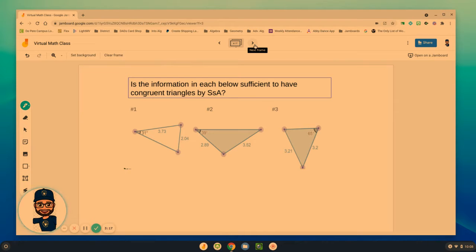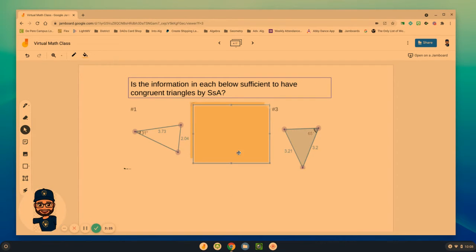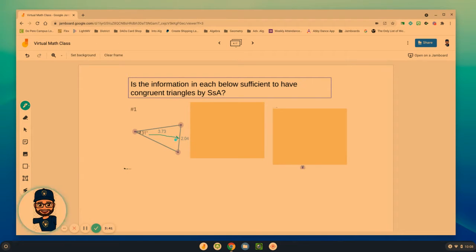Let's take a look at these three and try to determine, I'm going to cover up the other two for a moment, if we can use that big S, little s, A in these. How about number one? Can we use big S, little s, A? Unfortunately, in this one, we cannot. Here's my angle, so I'm going to draw an arrow to the opposite side, 2.04, and then the other side we're given is 3.73. And because it's less than, we cannot use that in the example.